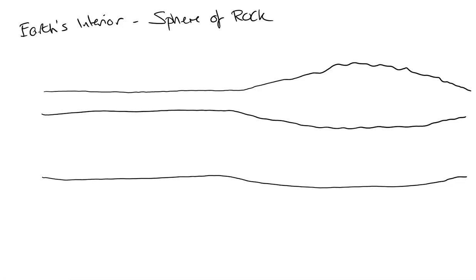We're on the Earth's interior looking at the lithosphere, which is the sphere of rock. Lithos is rock and sphere is area or region. So rock area or rock space. What we're looking at really is the entire part of the top.